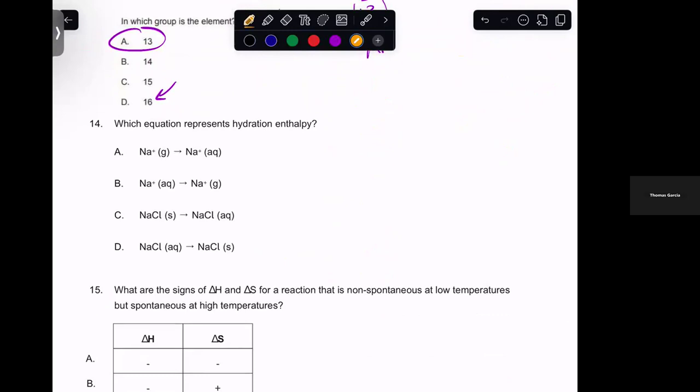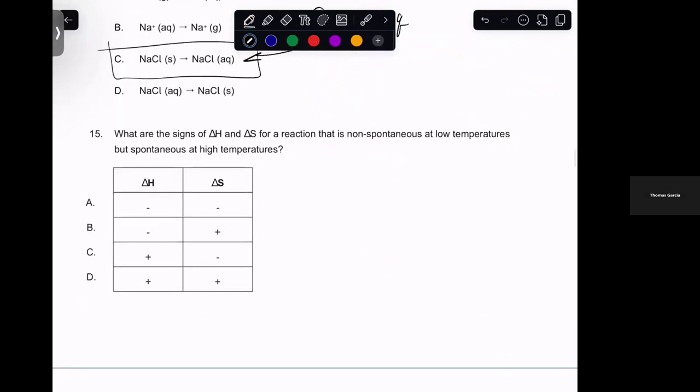Number 14. Which equation represents hydration enthalpy? Hydration enthalpy is just taking something from its solid to its aqueous state. So really, it's just C. We're hydrating it. We're dissolving into water.